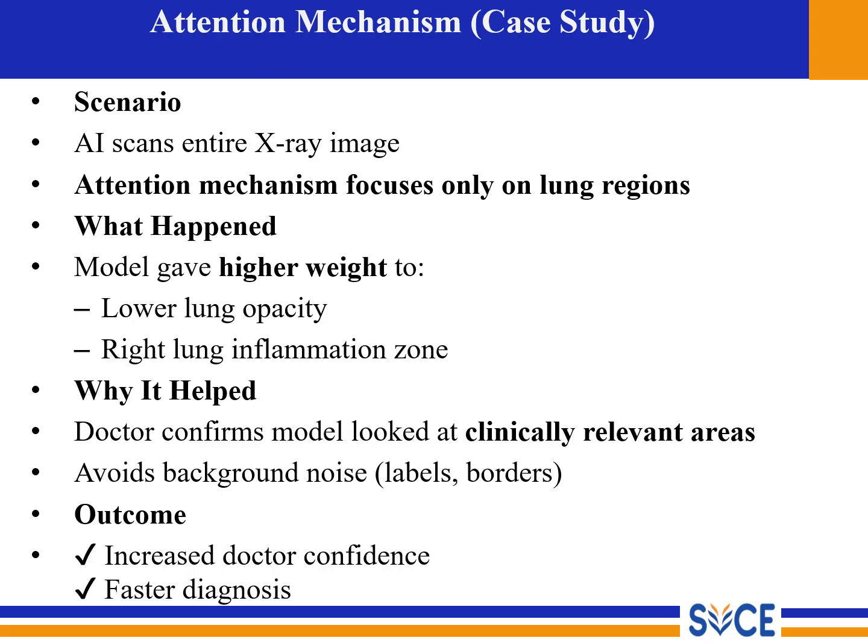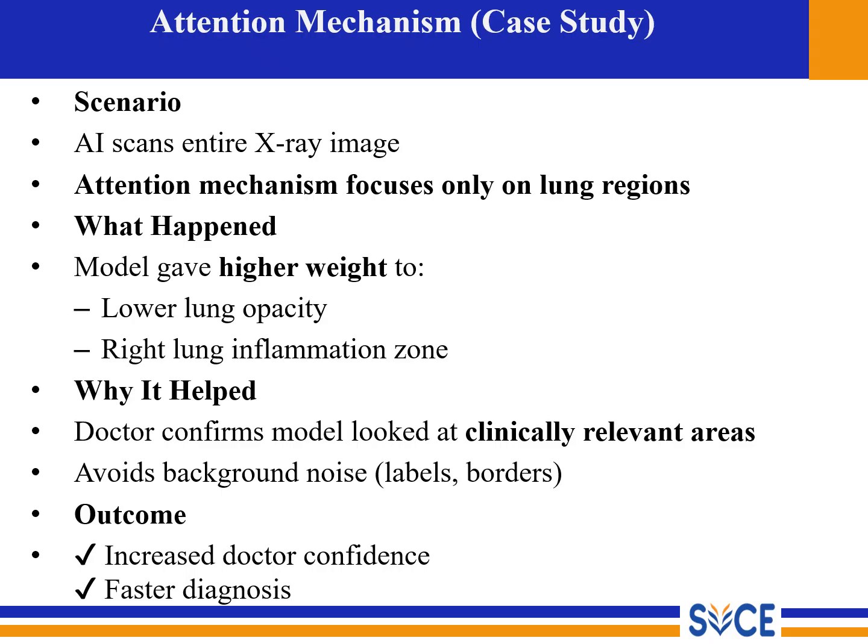What did the model detect? Lower lung opacity, right lung inflammation. Why is this important? Because the doctor can verify, yes, these are clinically relevant areas. So this builds the trust. And a real world analogy: think of reading a newspaper. You don't read every word equally. You focus on the headlines. AI does the same, right?